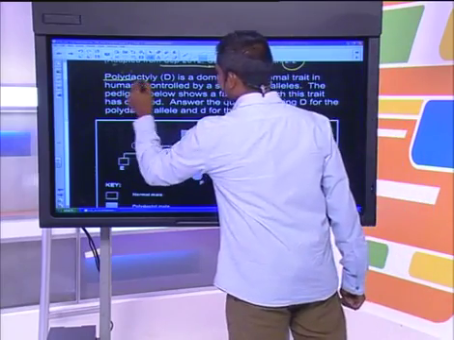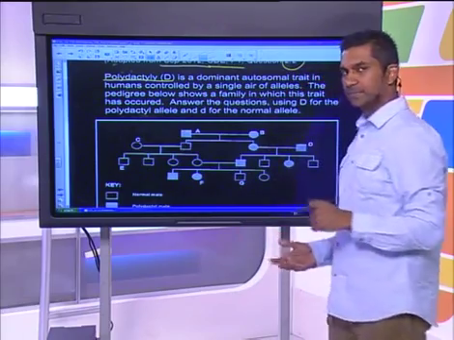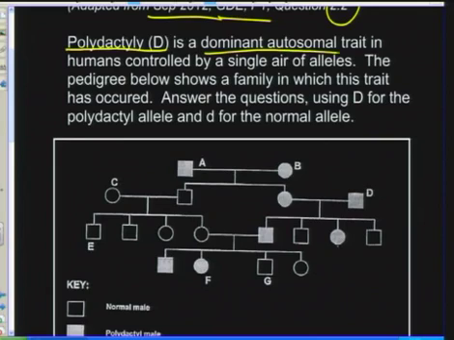Let's look at the word. Polydactyly, capital D, is a dominant autosomal condition or trait in humans controlled by a single pair of alleles. The pedigree shows a family in which the trait has occurred. Okay, so it's a pedigree diagram showing you how the history of this disease has been passed on, or this condition has been passed on. Answer the questions using capital D for polydactyl allele and small d for the normal allele.